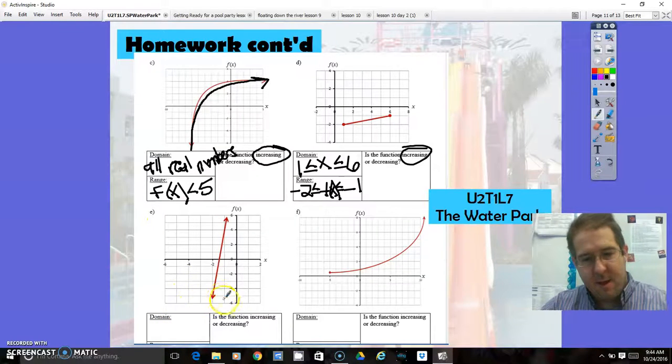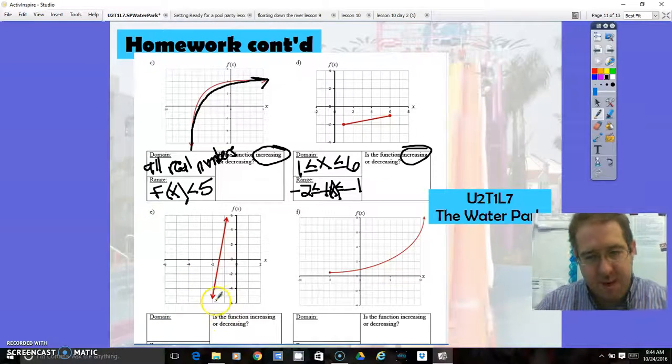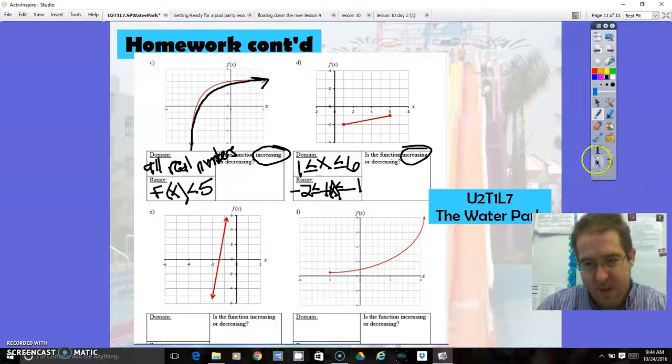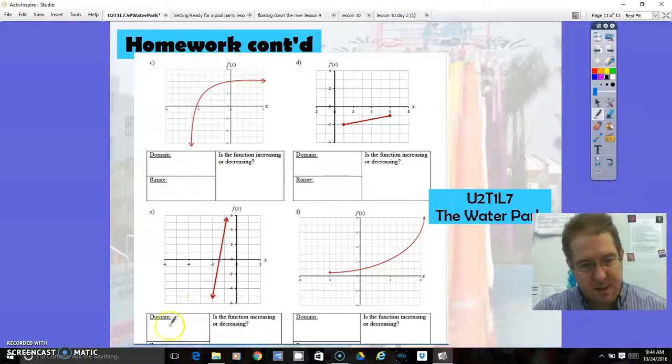All real numbers. Yeah, it's kind of cut off down here, so I'm going to make you have to watch the video here. Sorry. In fact, I'm going to just erase all of this. This is all real numbers. The range, the height, is also going up and down infinitely, so that is also all real numbers. This function is increasing from left to right.